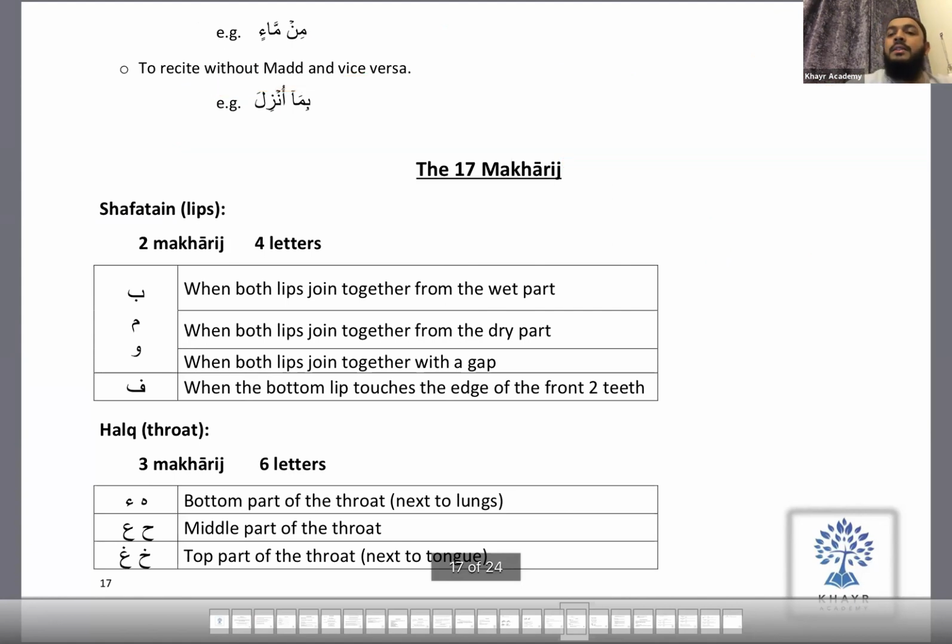Is that clear for everyone? Yeah. So minor mistakes are clear? Inshallah. Okay, we have one more thing to do, and then if there are any questions, we can do the questions.